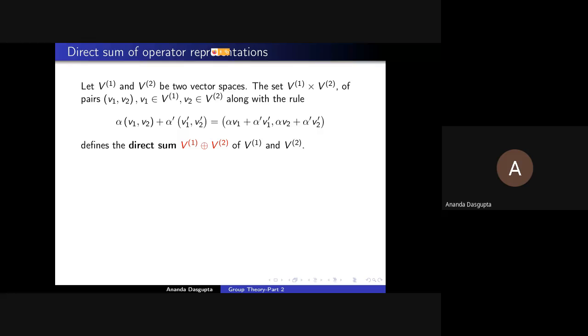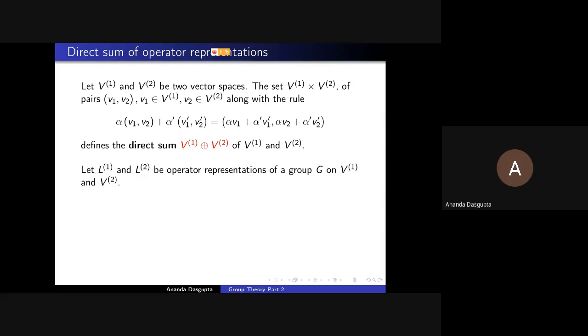So if you remember what we said about the direct product of groups, this is very similar. In the direct sum of vector spaces, a vector can be written down which is a sum of two vectors, one in one space, one in the other. But when you combine them together, each piece essentially behaves like it's on its own.